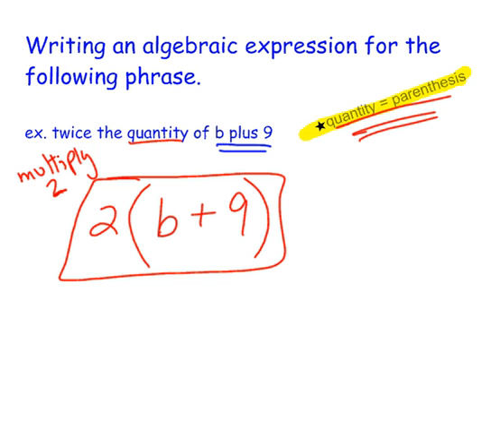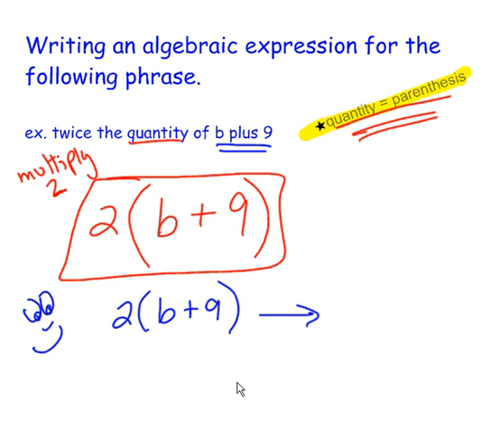Now we could, watch this, we could actually simplify this out. We could do the distributive property. So say we took 2 times the quantity b plus 9 and actually do the distributive property, and I want to see what you get. Pause the video, work it, and then press play when you're ready to go. All right, I hope that you got 2b plus 18. If you did, you are good to go because that's right.